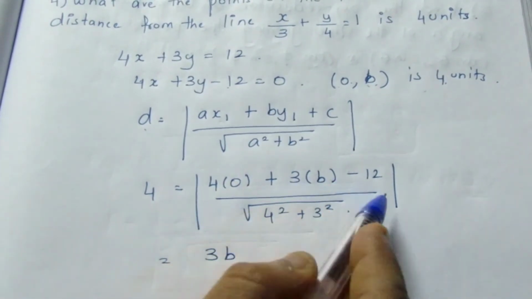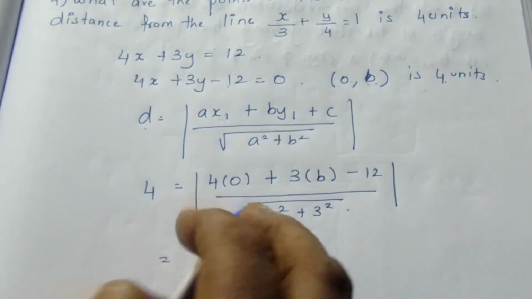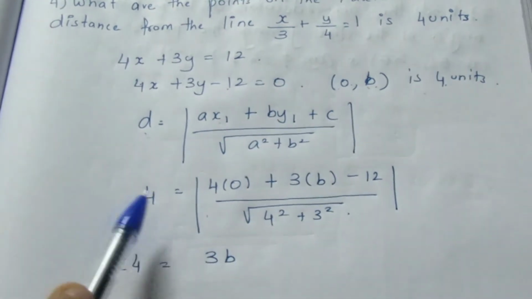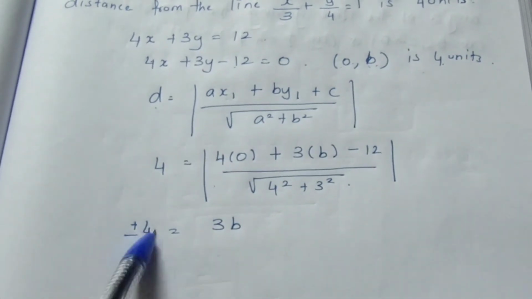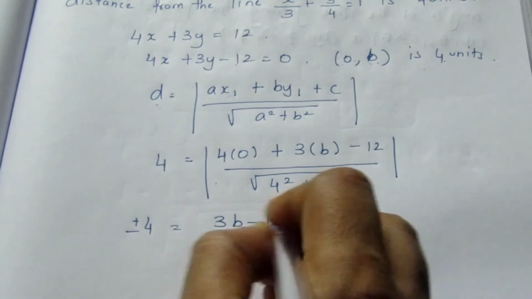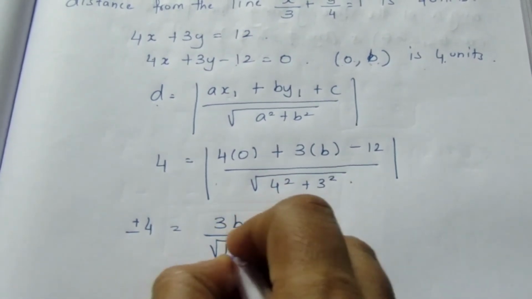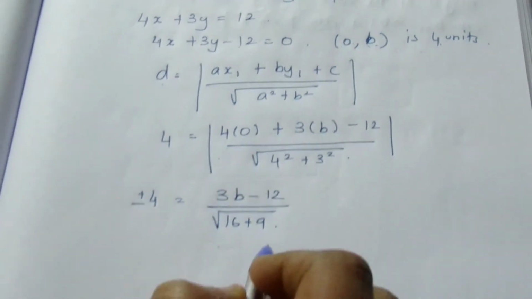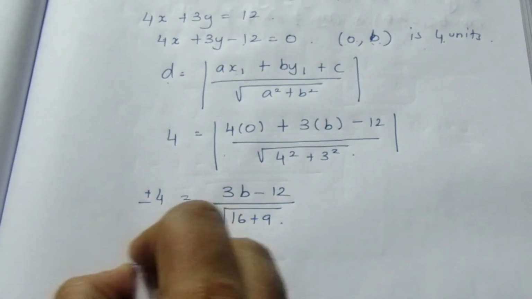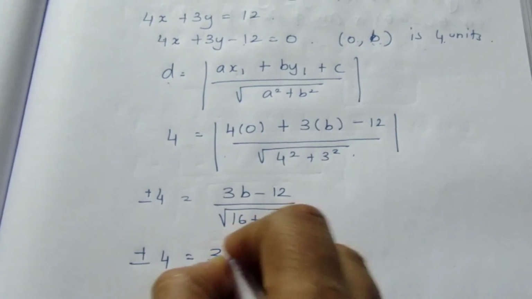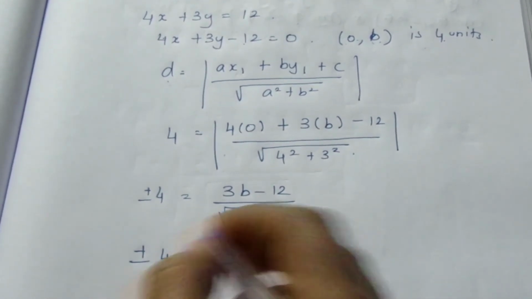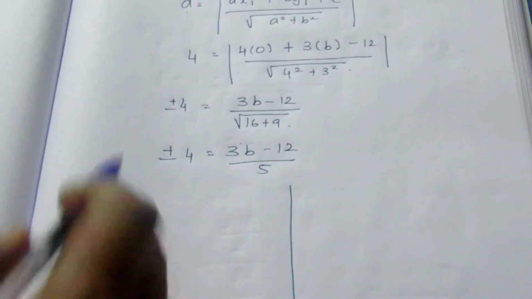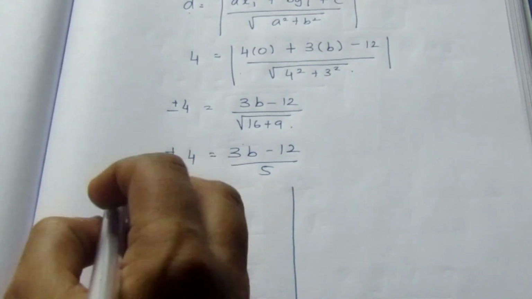I am taking this mod to this side. Mod to this side means it goes as plus or minus. Remember that mod goes to this side as plus or minus. So plus or minus 4 is equal to 3b minus 12 by root of 16 plus 9, which is 25. Root 25 can be written as 5. So plus or minus 4 is equal to 3b minus 12 by 5. I am going to divide the page into 2 because I am going to take plus 4 and minus 4 separately.